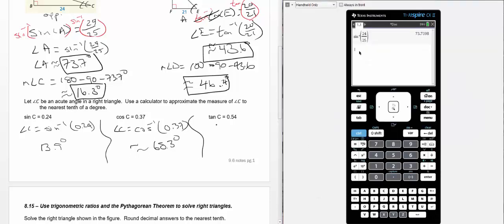And I'll do the last one on my Inspire. This one should be angle C is the inverse tangent, because tangent's the function that's here. 0.54. Again, I'm in degree mode, so I'll hit Trig, inverse tangent of 0.54, enter, and it's about 28.4 degrees.